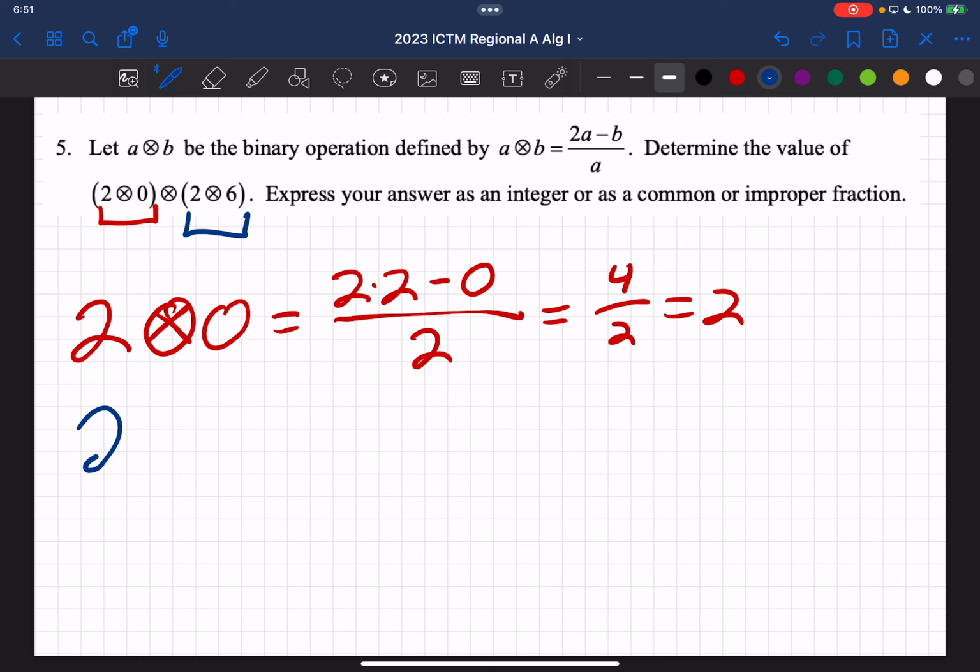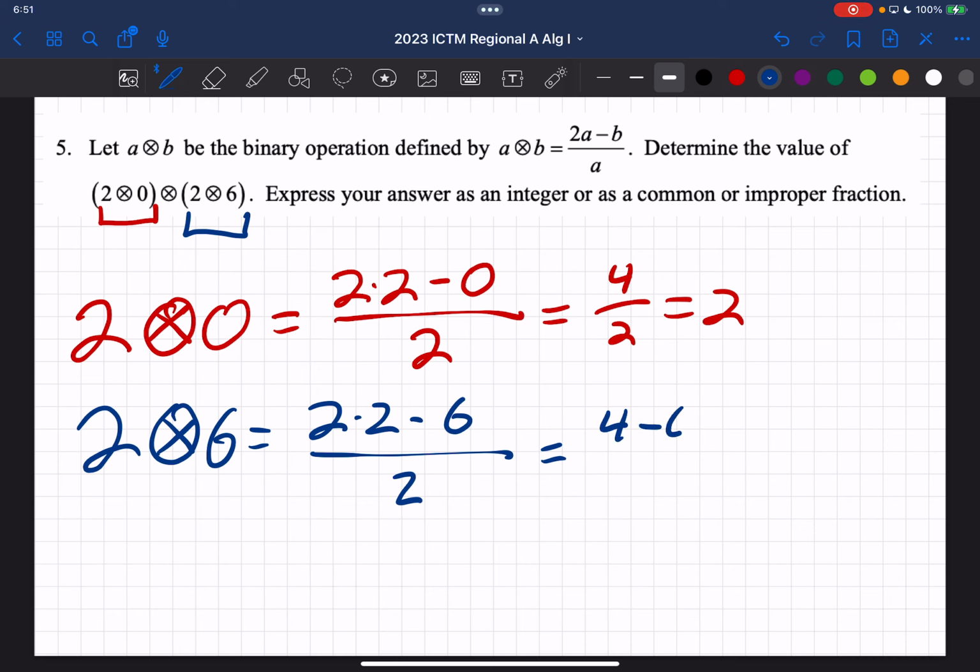All right, so here, now I do 2 railroad 6. So 2 times 2 minus the number in the back, which is 6, all over the number in front, which is 2. So 4 minus 6 over 2. So we get negative 2 over 2, which is negative 1.